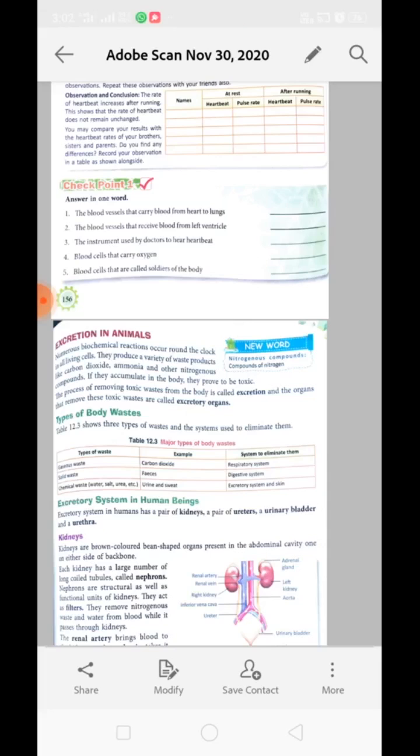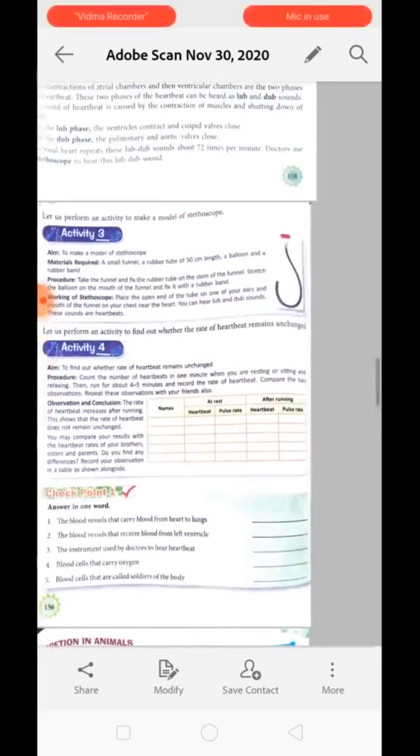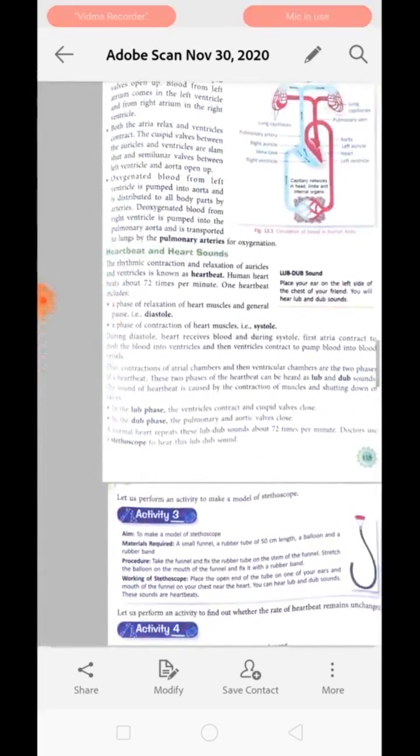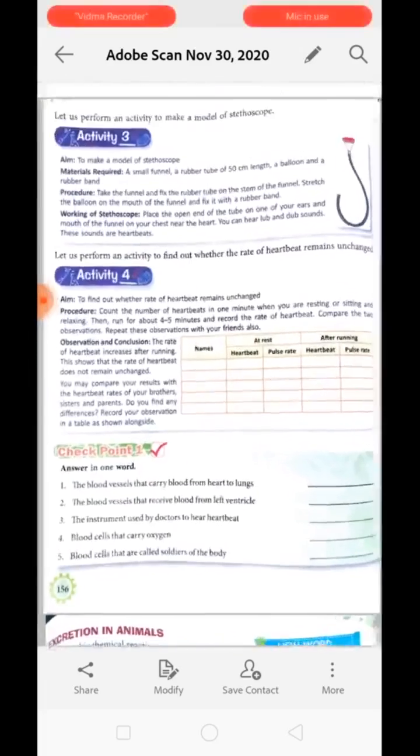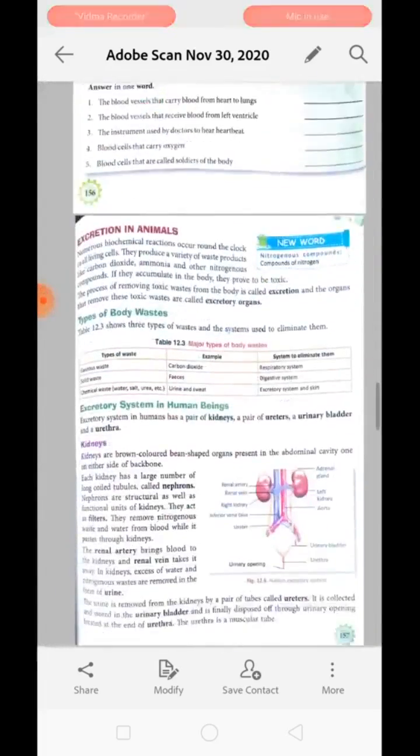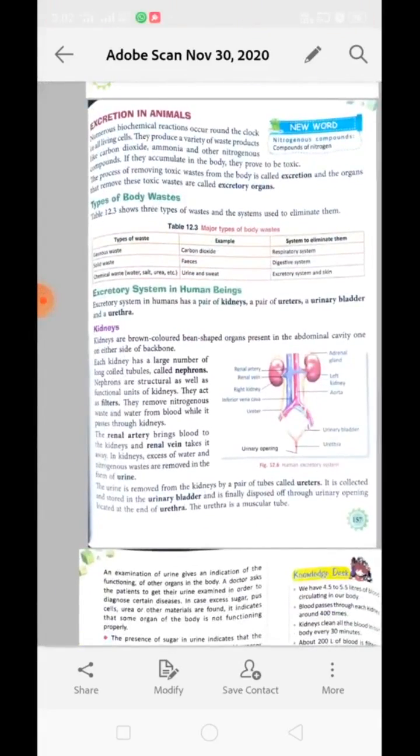Next, we have finished up to circulation. Up to the point which we have taught, circulation is almost finished. Now we have to enter into the second phase of the chapter, called excretion in animals. Excretion means removal of waste material from the body. Circulation brings the waste material to a particular part of the body from where it gets excreted out.